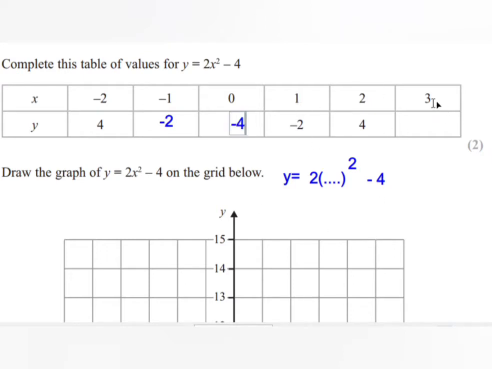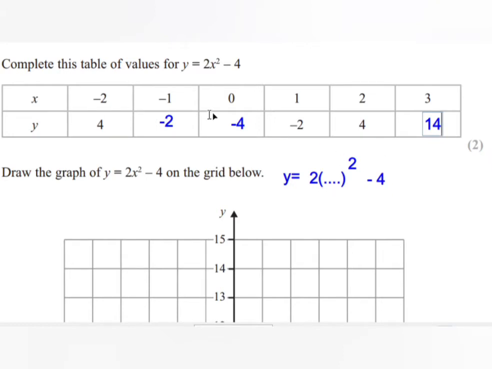Now, the last one is 3. So the value of x is 3. We put 3 here. 3 squared equals, very good, 9. 9 multiplied by 2 equals, good job, 18. 18 minus 4 equals, very good, 14. Now remember guys, we have to square first and then multiply by 2, and after that we subtract by 4.